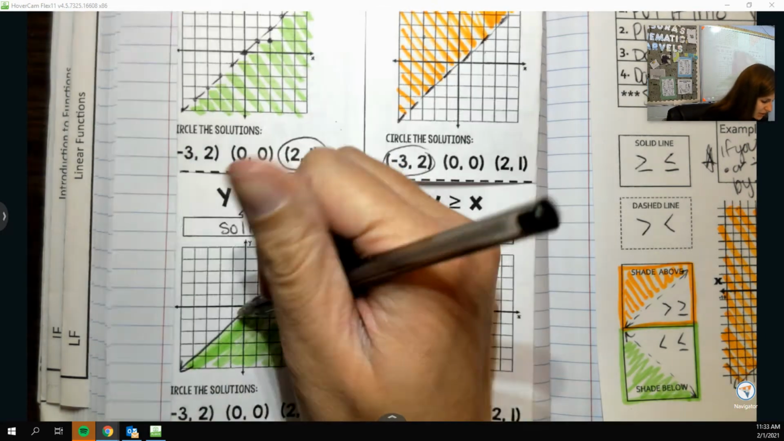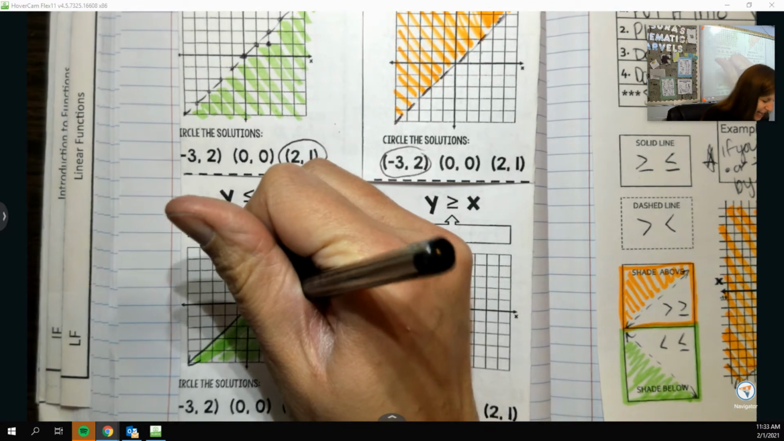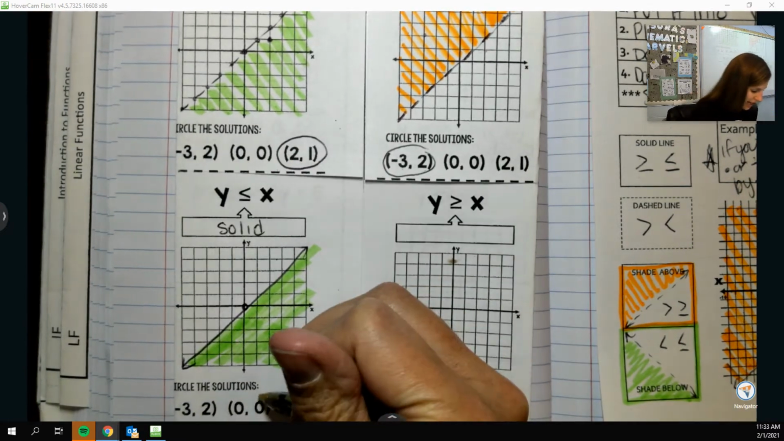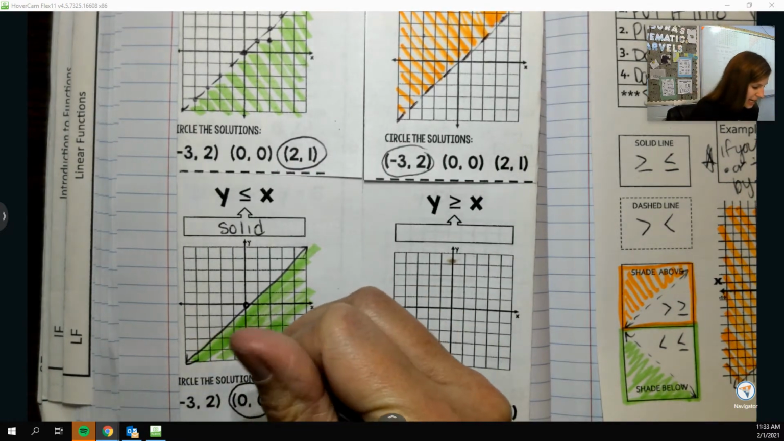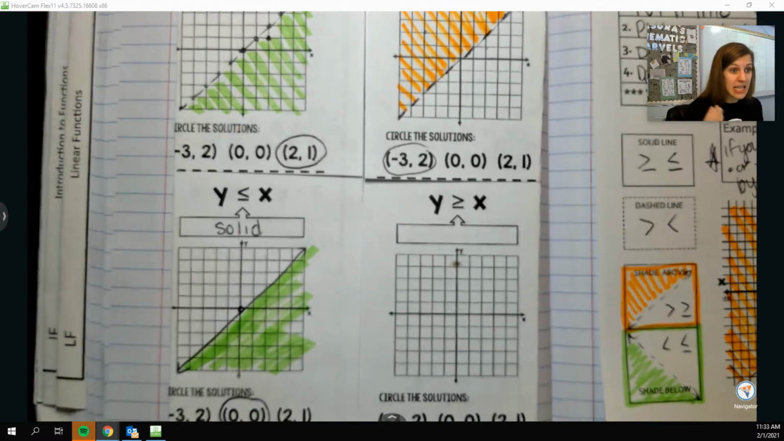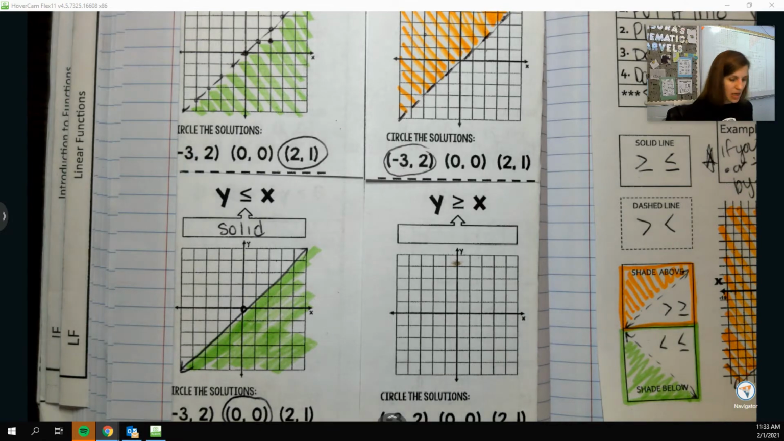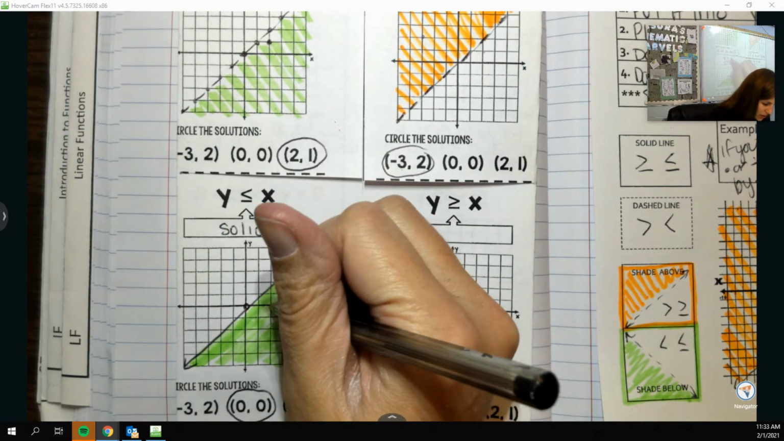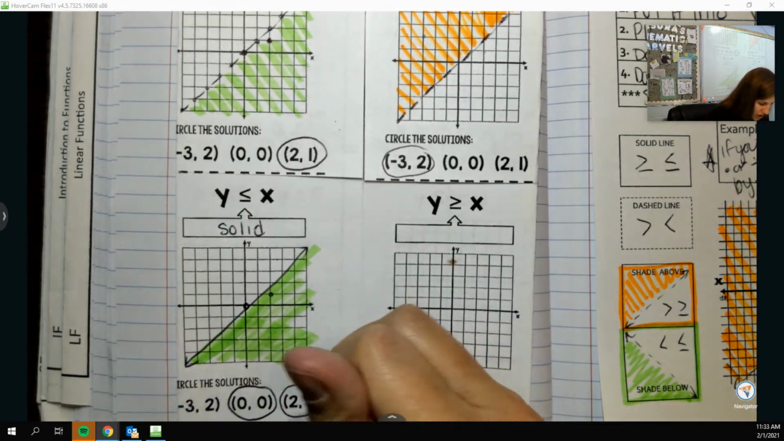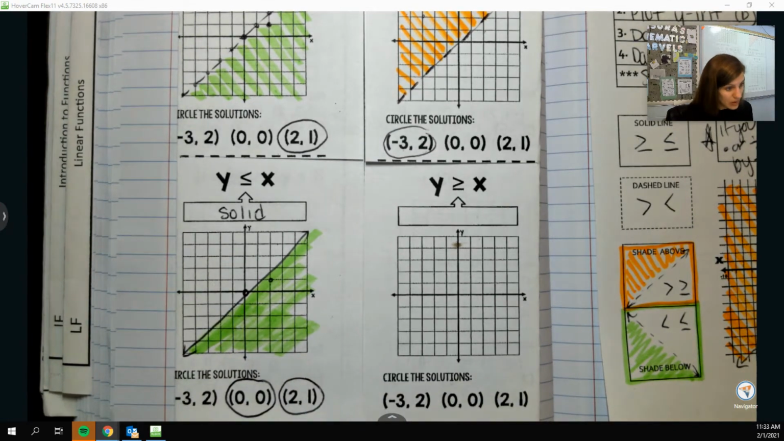0, 0, even though I did a bad job graphing, that is part of the solution now because the line is solid and I am equal to. 0 is less than or equal to 0. So it is a solution. And then so is 2 comma 1 because that's part of the shaded region. So they are both solutions.